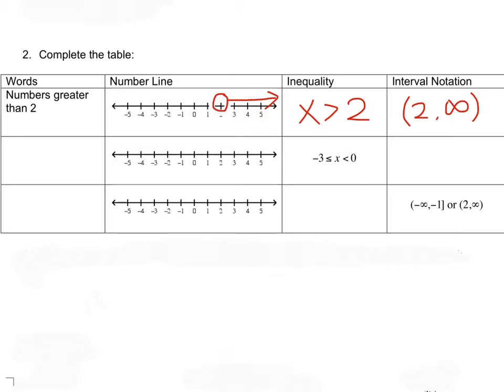Question number 2. Complete the table. You are given words, number line, inequality, and interval notation. One piece of information is given to you, and you're asked to fill out the other 3 pieces of information. So take a look at the first one, numbers greater than 2. How do I mark it? Since 2 is not included, it says greater than, so I put an open circle. Be sure not to fill your endpoints in. Keep it open, unshaded. And any numbers to the right would be our solutions.